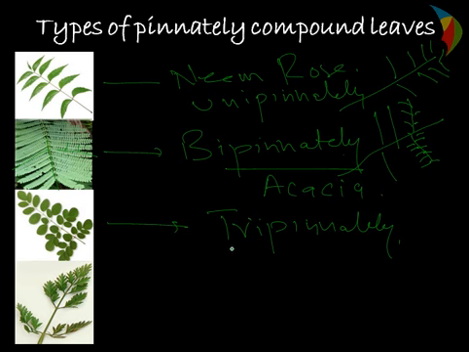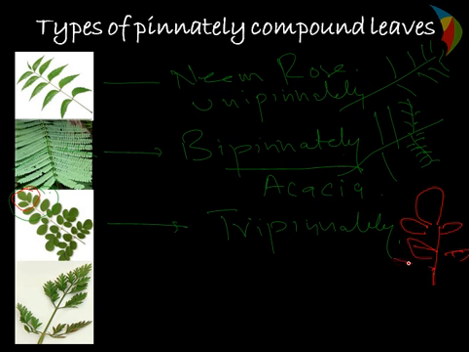The third type is tripinnate. Now you can see in the image also, there are three leaves on the top of the midrib. Here in the image you can see it is tripinnately. One leaf is like that, and two small leaves are there, and the rest of the leaves on the lower side. So this forms the tripinnately leaves, and this is commonly seen in moringa.